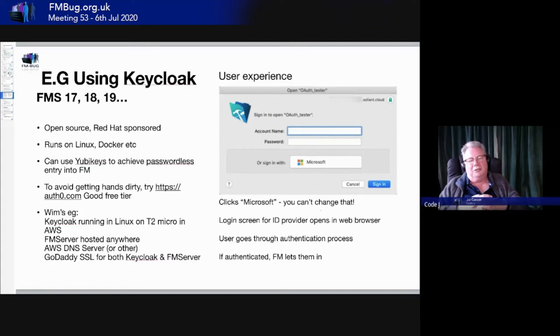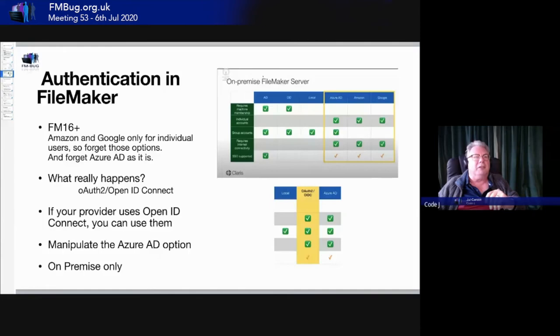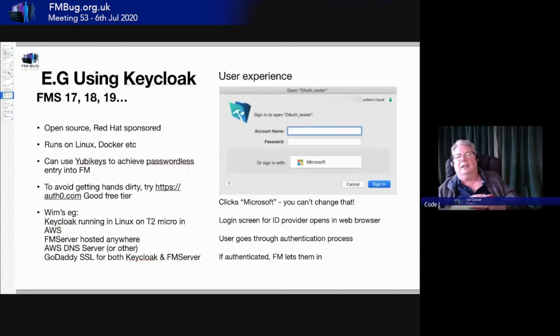This could be interesting. It could be Google with a group, because you set up your groups in KeyCloak. It could be any authentication system you want, so long as it uses OpenID Connect, just to remind you. So the user goes through the authentication process, and if they're authenticated, FileMaker lets them in.